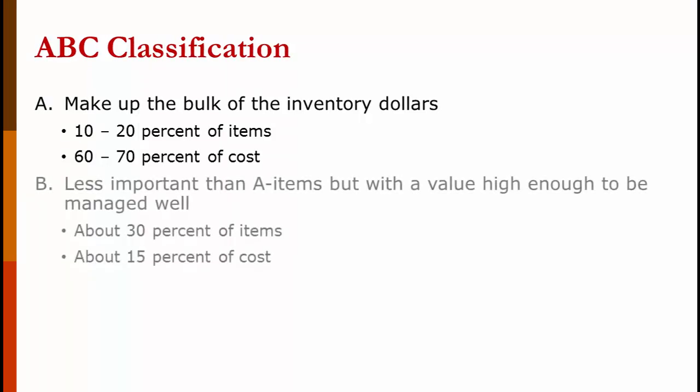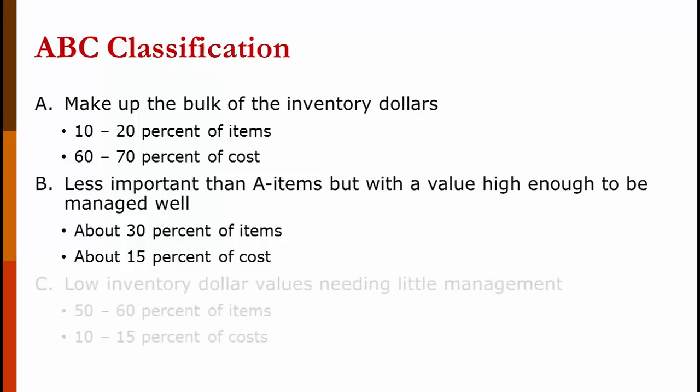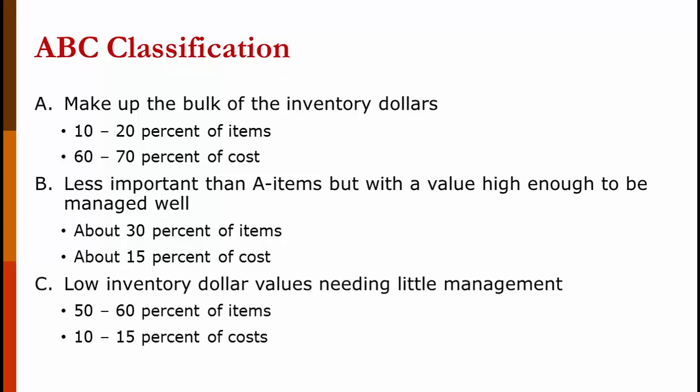B items are less important than A items, but they have a value high enough to be managed well. They make up about 30% of the count of your items and about 15% of your dollars tied up in inventory. C items are low-cost inventory items. You have very little money tied up in them, typically 10 to 15%, but they make up the bulk of your inventory items, 50, 60%, even higher. These are nuts, bolts, and screws.